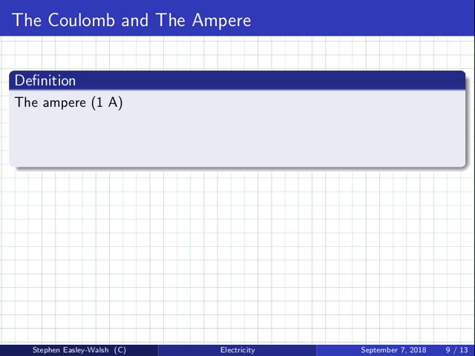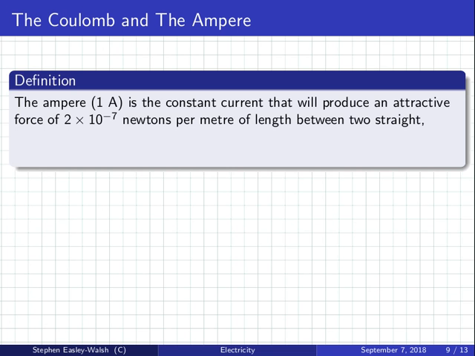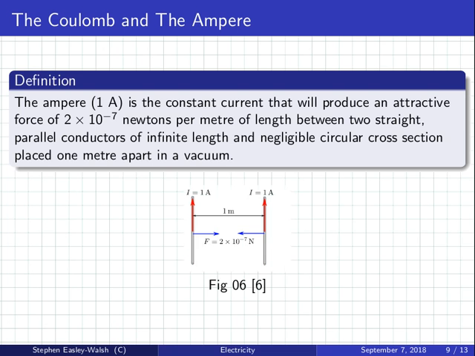I need to give you the definition of amp, and you won't like it. I'm sorry, it's a very, very bad definition. It's a very hard definition. 1 amp of current will produce an attractive force of 2 times 10 to the minus 7 newtons per meter between 2 straight parallel conductors of infinite length and negligible cross-sectional area placed 1 meter apart in a vacuum.